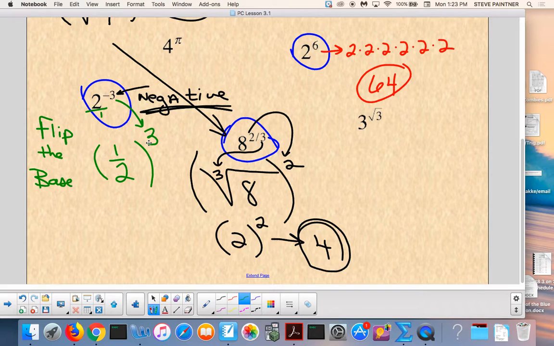Again, you can do this without your calculator. 1 times 1 times 1 is 1. 2 times 2 times 2 is 8. 2 to the negative third is really just 1 over 8. You guys remember doing that? Yeah?